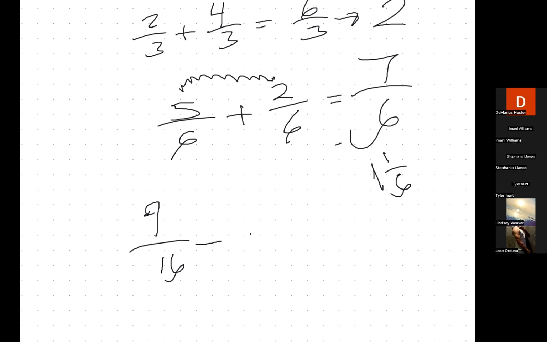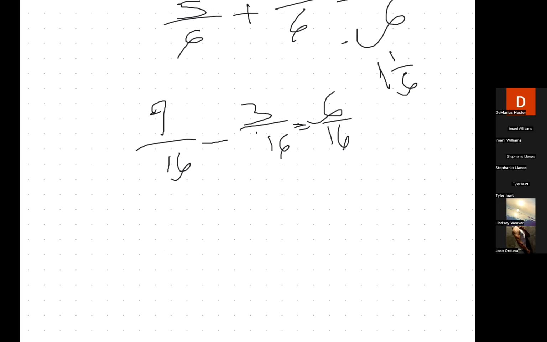So 9 over 16 minus 3 over 16. The number on the bottom stays, so it's going to be over 16. 9 minus 3 is 6. Now we might want to simplify this one. So 6 over 16 divided by 2 is going to equal 3 over 8.